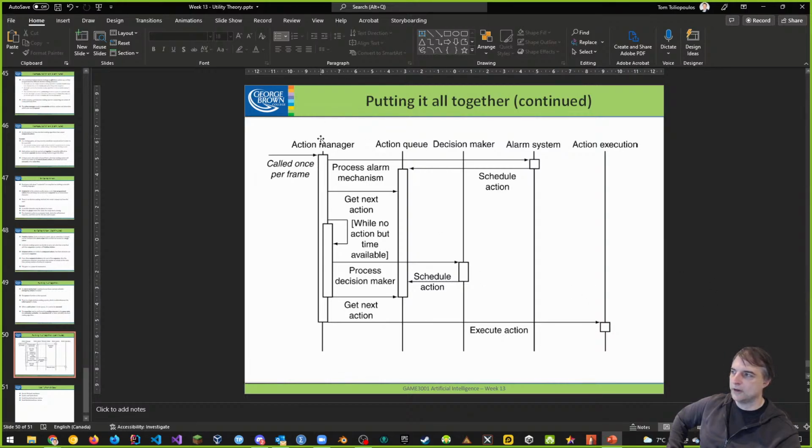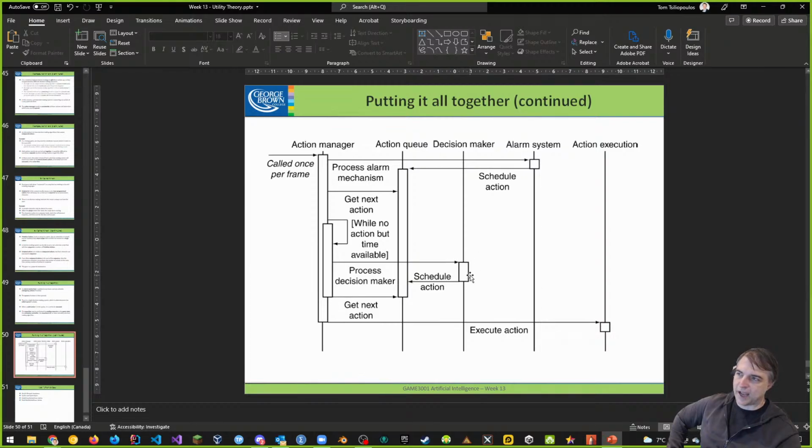We have an action manager, and the action manager is called once per frame, right? And again, what we can do is process an alarm mechanism to the alarm system. The alarm system schedules an action to be performed, some kind of interrupt. Typically what happens is in the action queue, I might have some other actions in the action manager, like go to the next action, as an example. And while no action, but time is available, then loop or wait, if you will. Maybe we want to process some other kind of decision-making that I want to do.